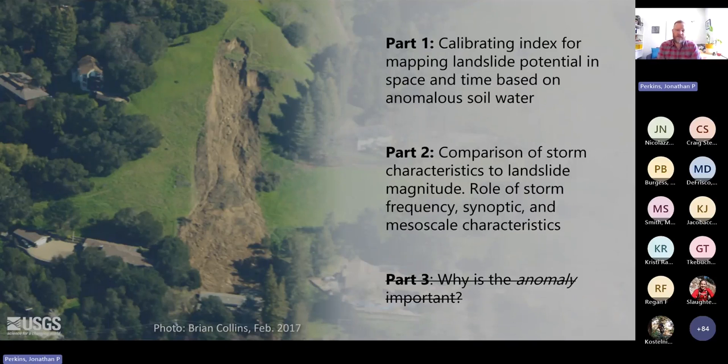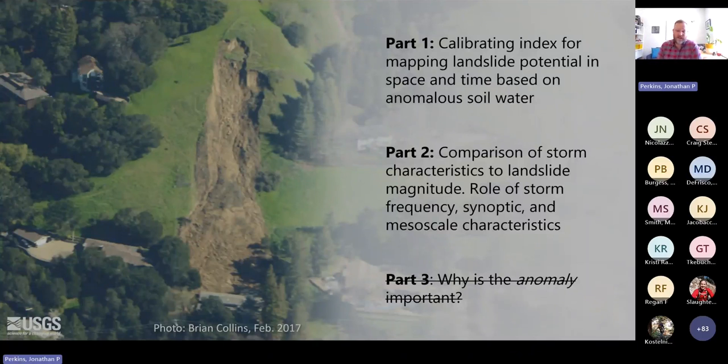The second part of the talk is, once we have confidence in that index, we can look at the landslide footprint for a series of storms and then start to compare the storm characteristics to the landslide magnitude. So we'll be looking at things like storm frequency and synoptic and mesoscale characteristics of storms. What that means is the larger storm system scale controls and the finer structural controls within storms.